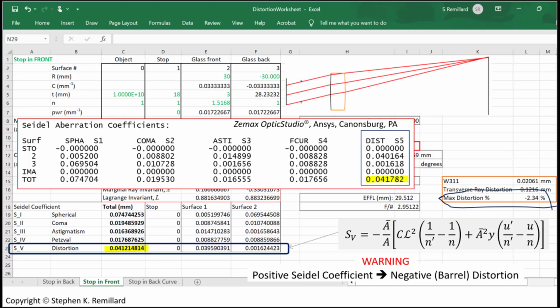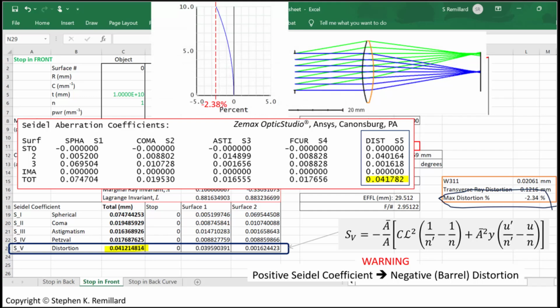A positive Seidel coefficient means a negative third-order percent distortion. So a positive Seidel coefficient means barrel distortion. A negative Seidel coefficient means positive or pincushion distortion. OpticStudio makes these plots of the percent distortion on the horizontal axis against the field on the vertical axis. It's the percent distortion at the farthest field that's computed here in the spreadsheet.